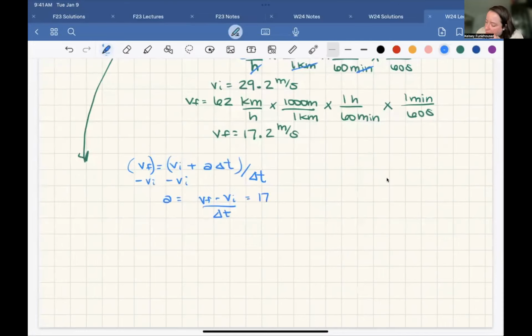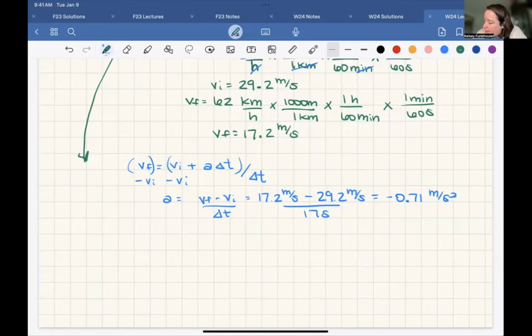And v final is 17.2 meters per second. The initial is 29.2 meters per second. And the time interval is 17 seconds. So this gives us an acceleration of negative 0.71 meters per second squared. And that makes sense because it's braking, and so the velocity is going to the right, and when something is slowing down, that means the acceleration needs to go in the opposite direction. And so velocity is positive, acceleration needs to be negative to slow it down.